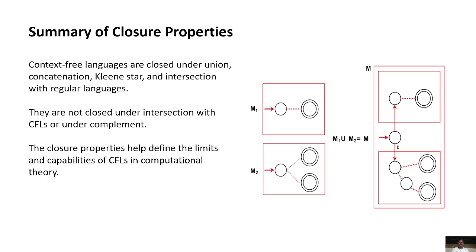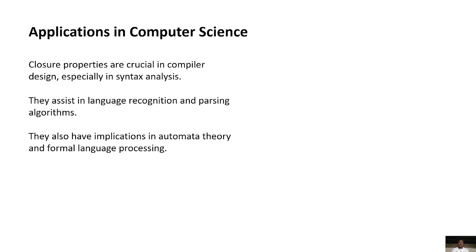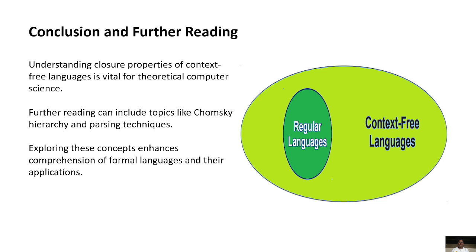Summary of closure properties. Context-free languages are closed under union, concatenation, Kleene star, and intersection with regular languages. They are not closed under intersection with other CFLs or complement. These properties help define the limits and capabilities of CFL computation, with applications in computer science, and they assist in language recognition and matching algorithms. They also have implementations in automata theory and formal language processing.